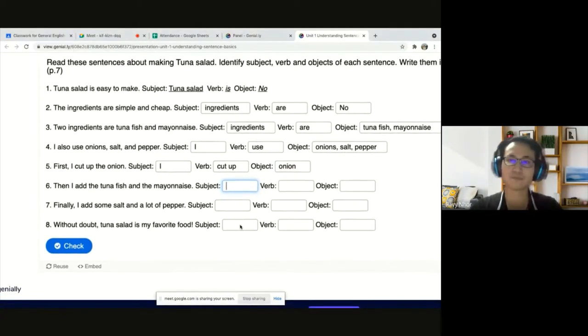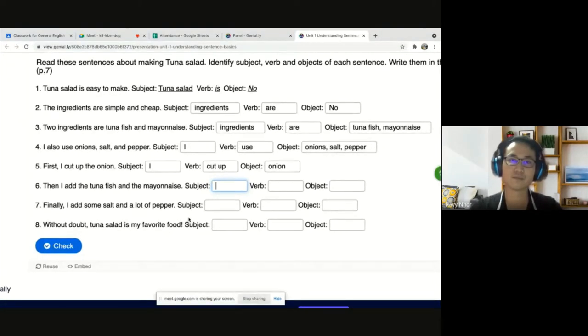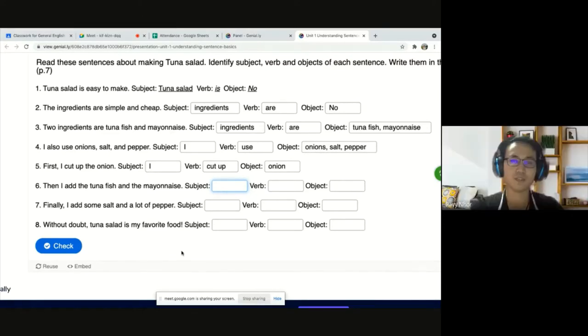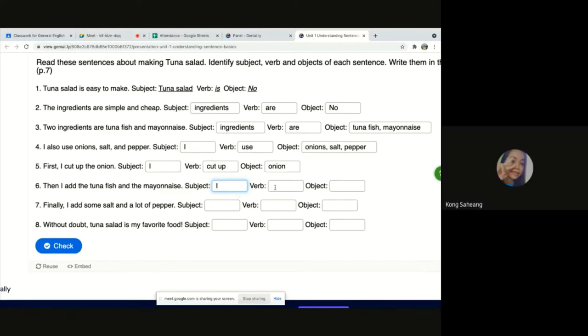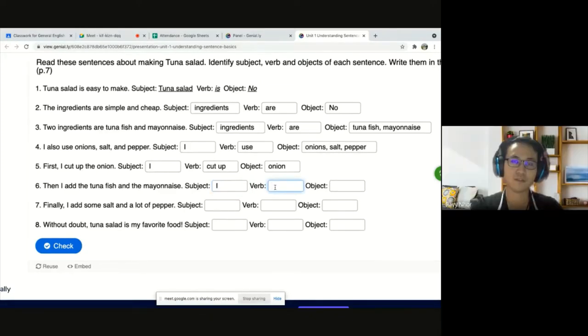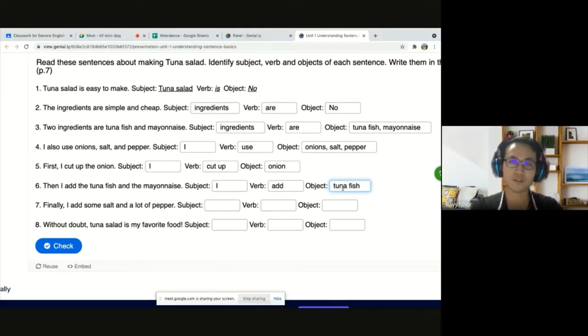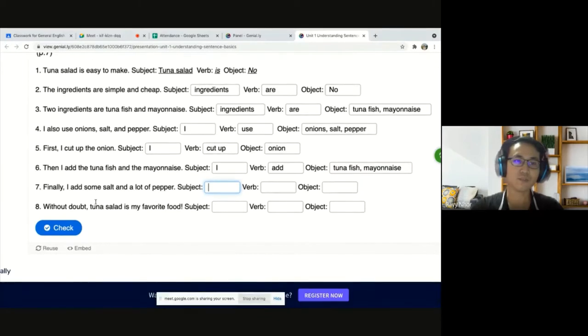Number six. Then I add the tuna fish and mayonnaise. What is the subject? The subject is I. The verb is add. And objects? The objects are tuna fish and mayonnaise. Thank you.